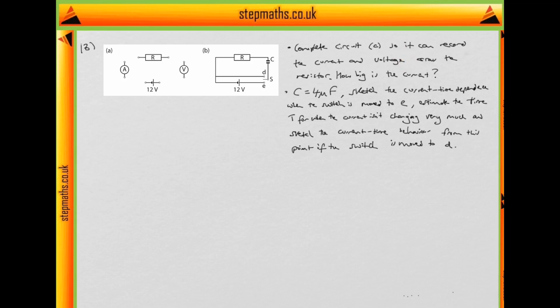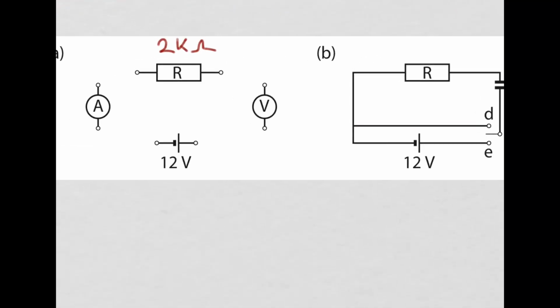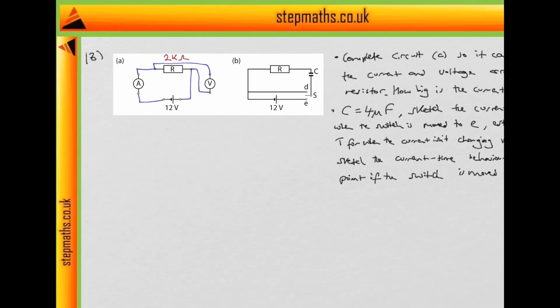We're told the resistor has 2 kilo ohms, so we'll just label that on. Okay, so let's start. We know that an ammeter must be placed in series with the component over which it's measuring the current. So let's put the ammeter in series with our resistor and our voltage. And we know similarly that the voltmeter must be in parallel. So let's connect that parallel across our resistor. And that's the circuit completed.